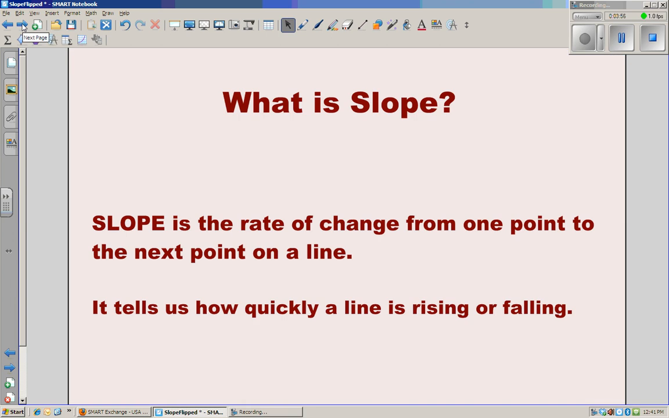The next part of the study session that's going to be important that we go through is slope. We're going to be talking about slope a lot coming up on this exam. So all slope is, it's the rate of change from one point to another. It tells us how quickly a line is rising or falling. So if I have a line like this, I have a couple points on it. All slope is going to tell me is how steep that line is, how quickly it's rising or falling.